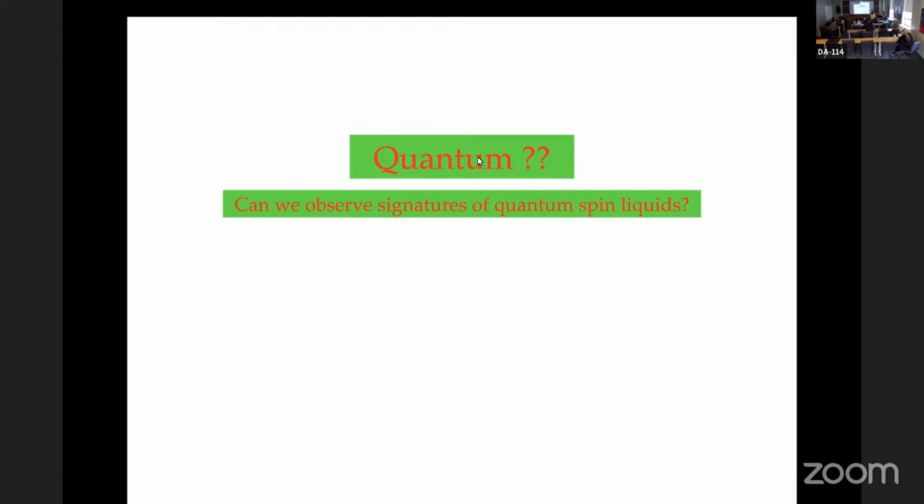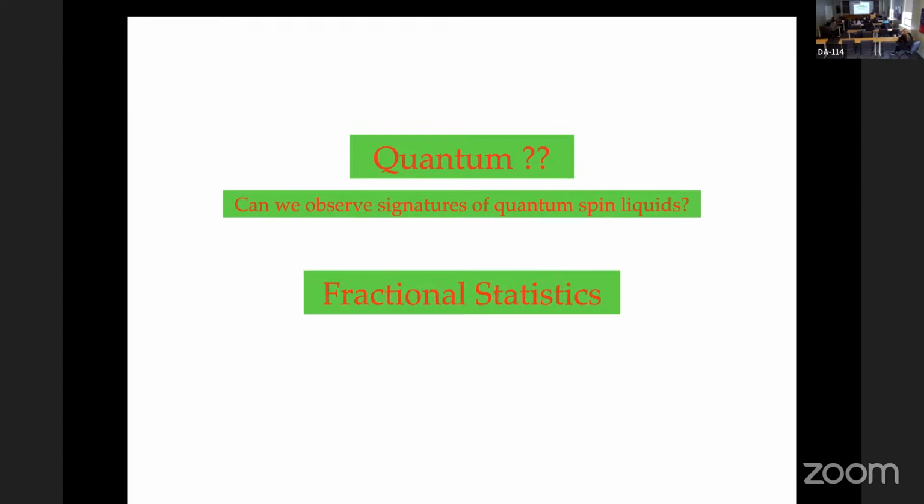The answer is yes. One of the defining features of quantum spin liquid is that the ground state has topological order. So the excitations of the quantum spin liquid have fractional statistics. Here I'm going to show you how to probe the fractional statistics of quantum spin liquids in quantum simulators.